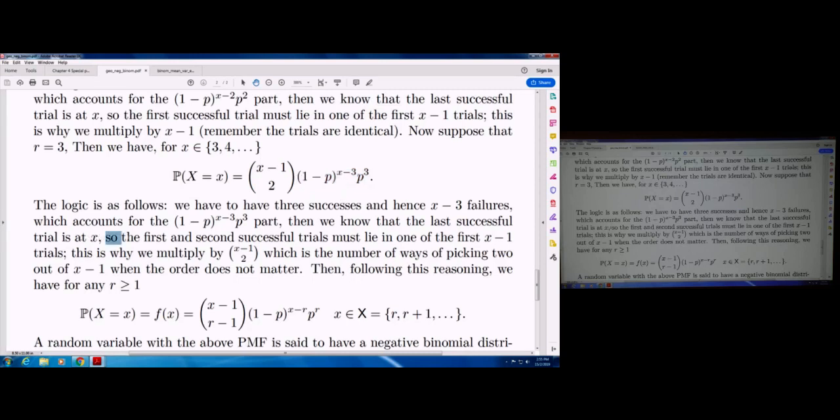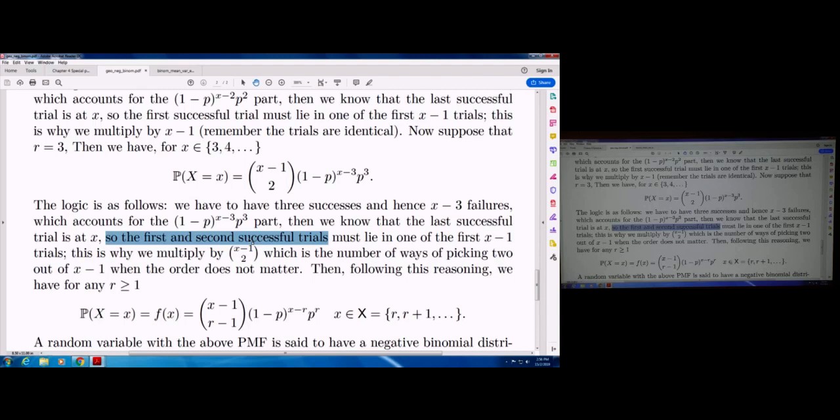Then what we have is that the first and second successful trials must lie in one of the first x minus 1 trials. So I've got x minus 1 things, and I want to take 2 of them. The number of ways you can take 2 from x minus 1 is x minus 1 choose 2. x minus 1 is positive, by the way, because x is at least 3, and x minus 1 is at least 2, because 3 minus 1 is 2. So there are x minus 1 choose 2 possible ways of getting 2 successes in the first x minus 1 trials.